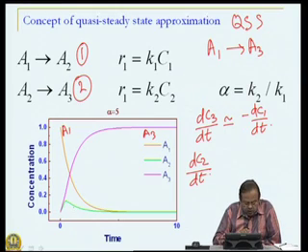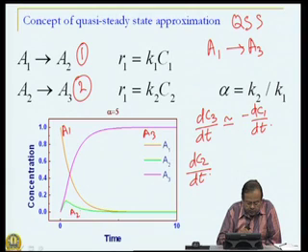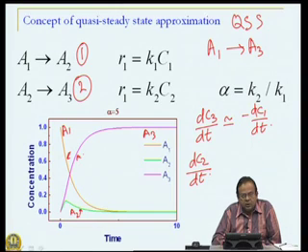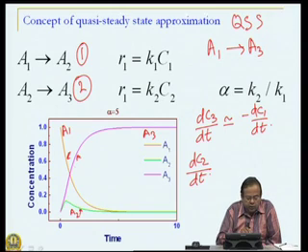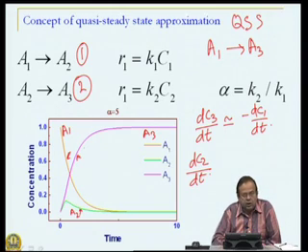Now, if you look at the slope of this A2 line and the slope of this A1 and A3, which are similar to each other, we see that dC2/dt, or the slope of this line, is practically 0 if we compare it with the slopes of A1 and A3. In other words, even though a reaction is taking place, A1 is changing with time, A3 is changing with time, but A2 is not really changing with time.